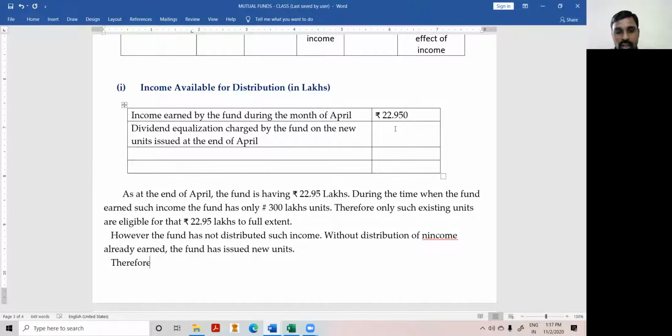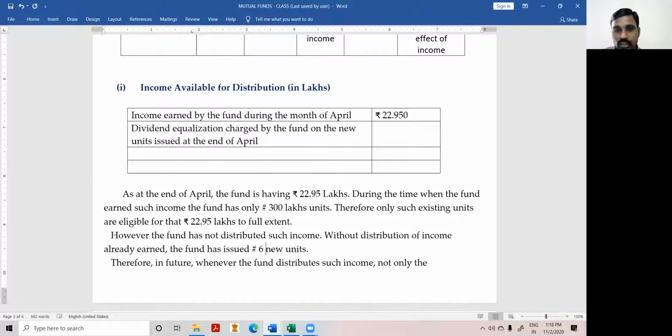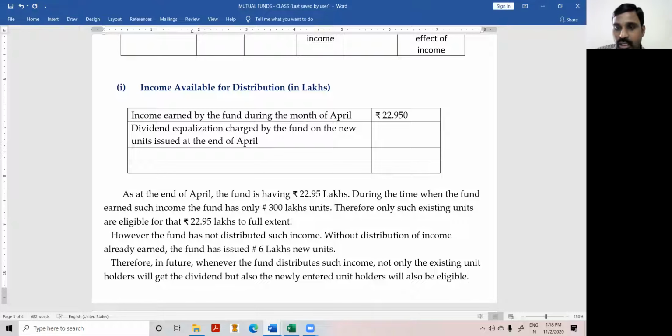So therefore, in future, whenever the fund distributes such income, not only the existing unit holders will get the dividend, but also the newly entered unit holders will be eligible. How many units has the fund issued? New units issued is 6 lakhs units. The fund has issued 6 lakhs new units. That is the point. They will also get the dividend.